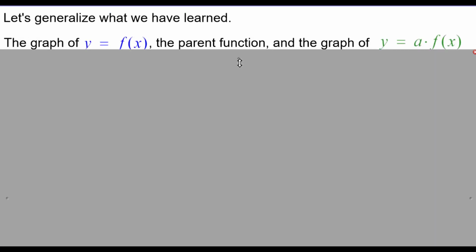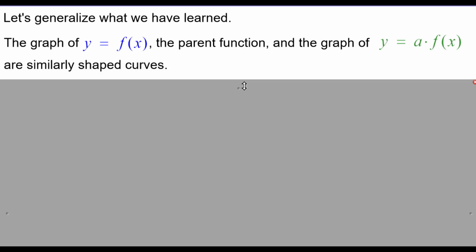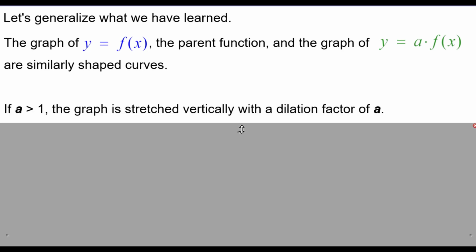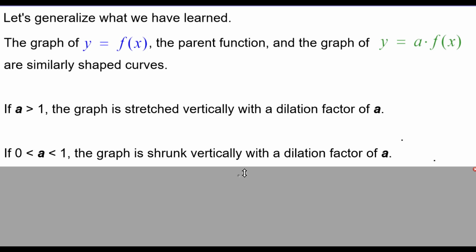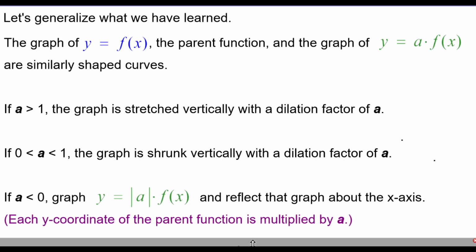Let's generalize what we've learned. The graph of y equals f of x, the parent function, and the graph of some constant a times f of x are similarly shaped curves. If that coefficient a is greater than 1, the graph is stretched vertically with a dilation factor of a. If a is between 0 and 1, the graph is shrunk vertically with a dilation factor of a. If a is negative, graph y equals the absolute value of a, making that positive, times f of x, and then reflect that graph about the x-axis. Keep in mind that for all of these, each y coordinate of the parent function is multiplied by that value a.